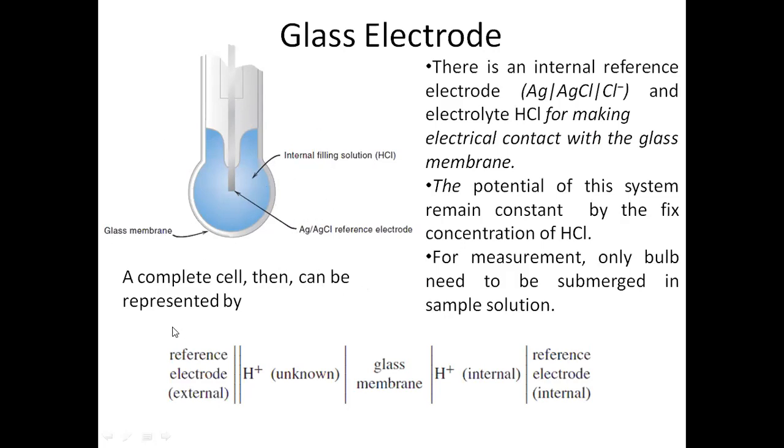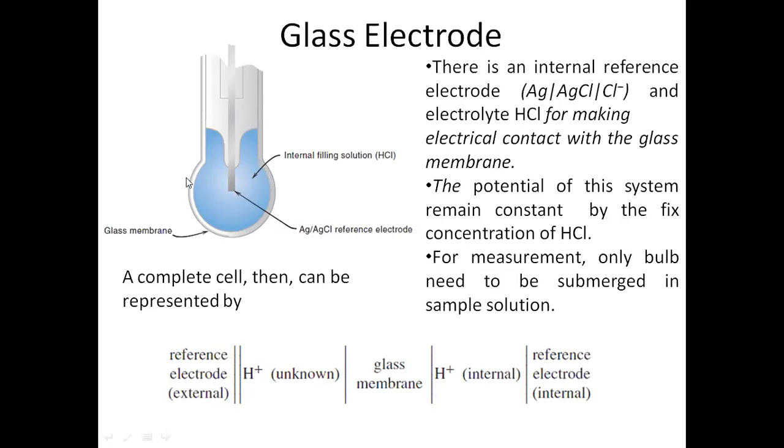Now it can be represented by this shorthand notation. As we know, every time we have to put the reference electrode on the anodic side, so this is our reference electrode. On the other hand, this is the main shorthand notation of the glass electrode, which contains the acidic solution which is the unknown, then the glass membrane, then this internal solution, and this internal reference electrode. This portion is also called the glass bulb.